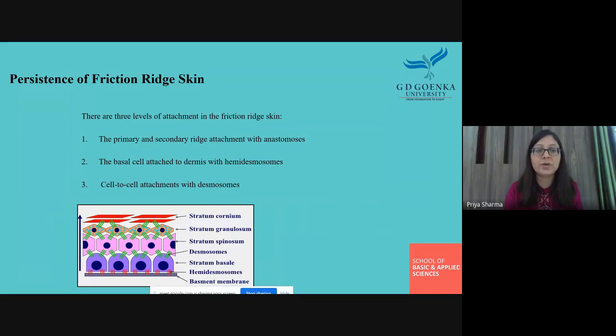Like you can see here, the primary and secondary ridges at the bottom are attached with the anastomoses. Then your basal cells are attached with the dermis, the second layer, with hemidesmosomes, and the cells within the basal layers are attached with desmosomes. So they help in the persistence of friction ridge skin.